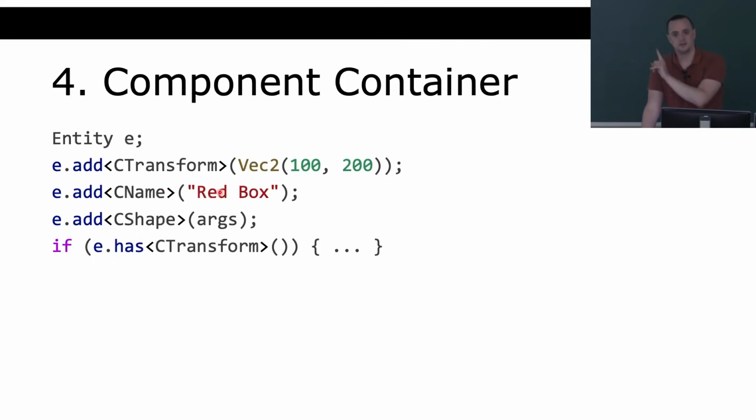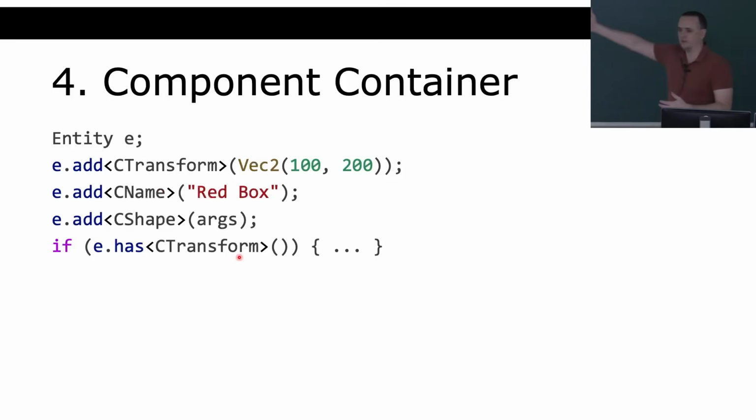But if we did do that, it would look really nice. We would take an entity, and we would be able to just say, okay, I want to add a transform component, and here are the arguments for that. I want to be able to add a name. Here are the arguments for that. And then if I want to check to see if it has a component, I could say, hey, if e.has<CTransform>. It's really nice and generic.